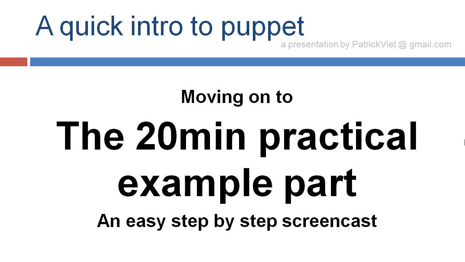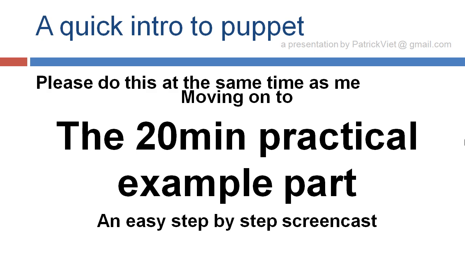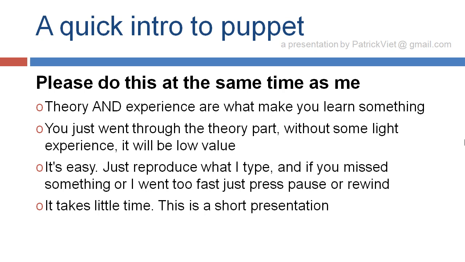Now moving on to the 20 minutes practical example part. An easy step-by-step screencast. Please do this at the same time as me. Theory and experience are what make you learn something. You just went through the theory part. Now without some light experience, it will be low value. It's easy. Just reproduce what I type, and if you miss something or I went too fast, just press pause or rewind. It takes little time.